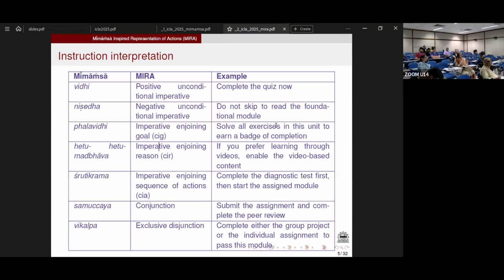Watch two videos, that is the reason, Hetu. Shruti Krama: there are 2 instructions that are enjoined. So complete the diagnostic test first, then start the assigned module. The first one is to be completed, only then the second one. That's Shruti Krama. Samuchaya is the conjunction, and Vikalpa is the "or", as rightly said by Abhishek.